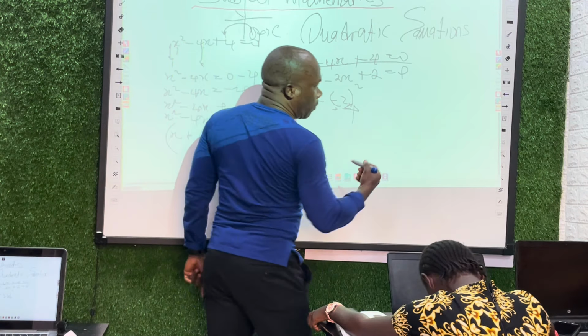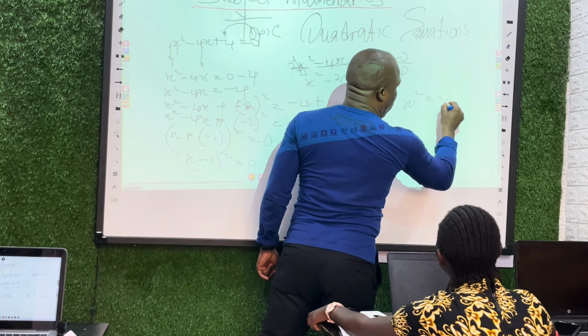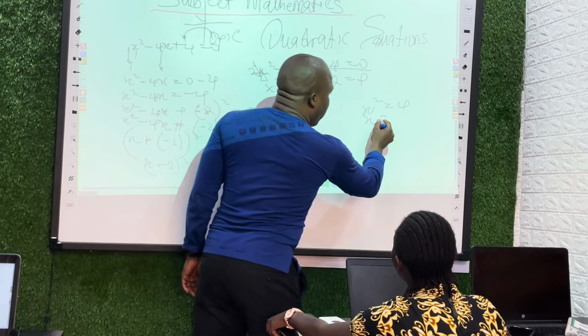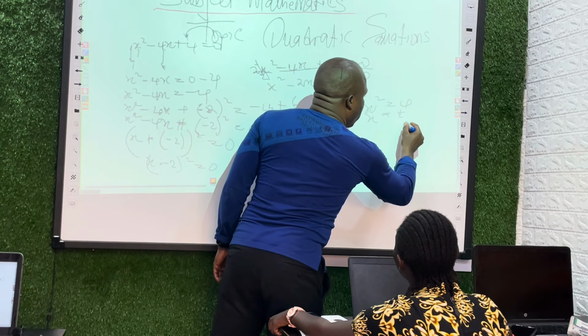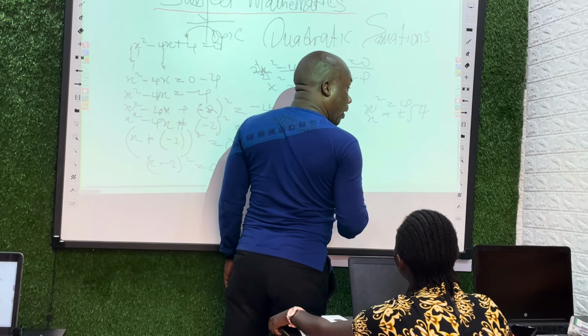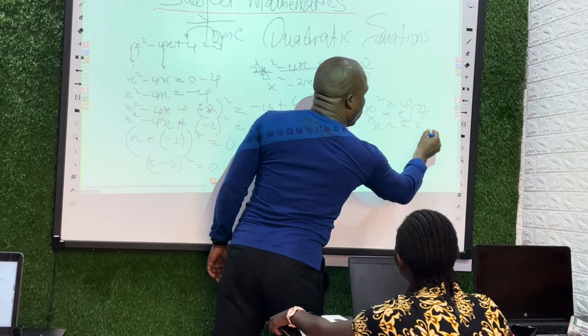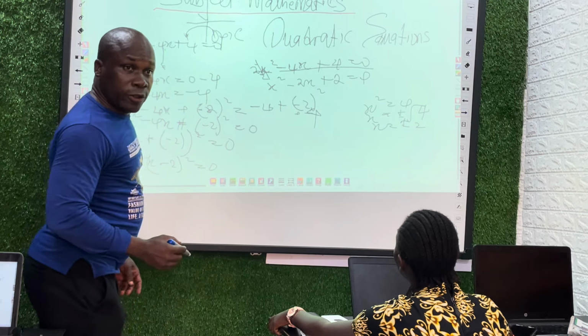So I want to give you something like this. If you have x squared is equal to 4, what's the value of x? The value of x will be plus or minus the square root of 4. Which is, the square root of 4, x is equal to plus or minus 2. Are you with me?